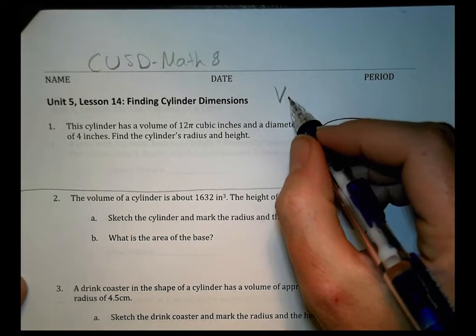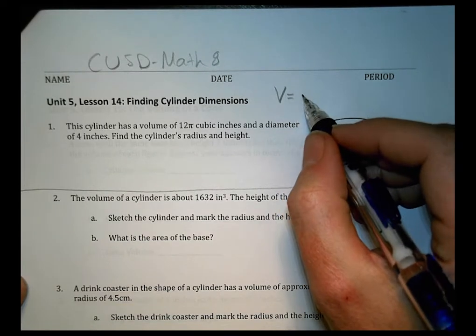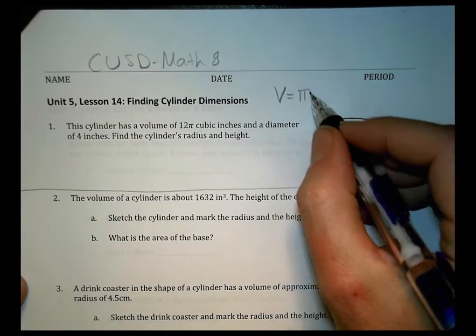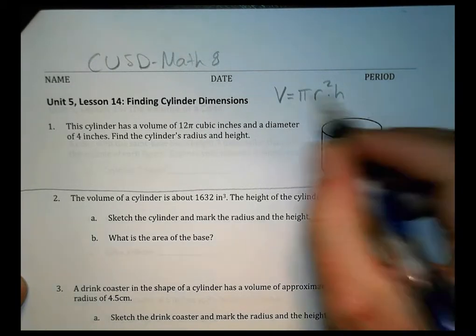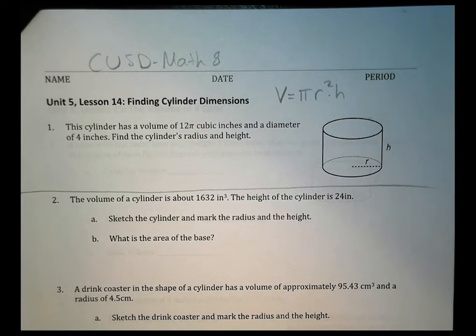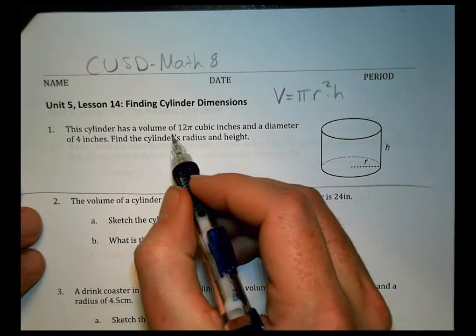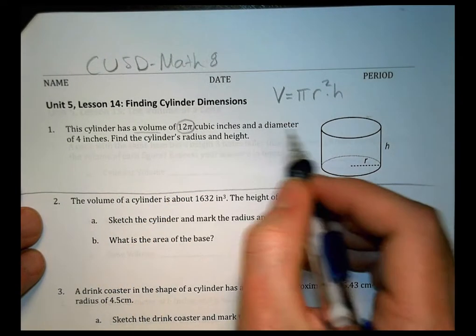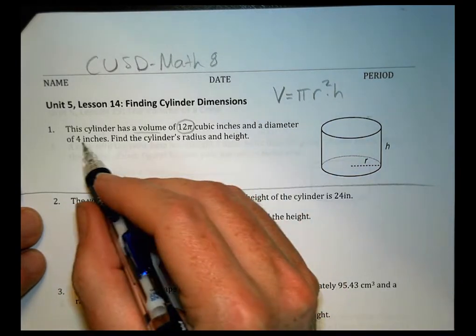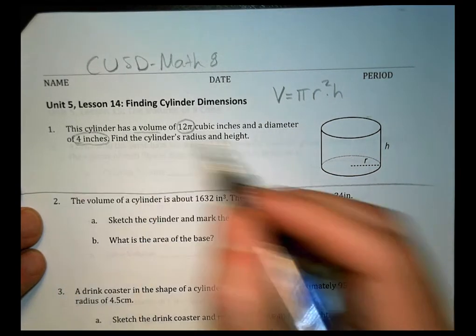We've been talking about volume still, and volume of a cylinder is found by finding pi times radius squared times the height of the cylinder to find out what the volume is going to be. And in this case here, it says this cylinder has a volume of 12 pi cubic inches and a diameter of 4 inches. So they give us some different type of numbers.